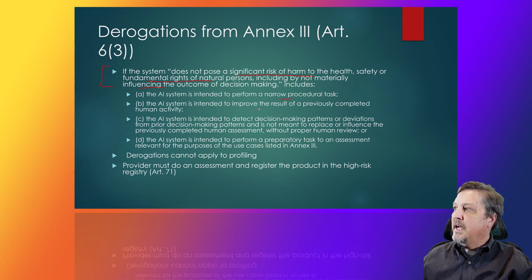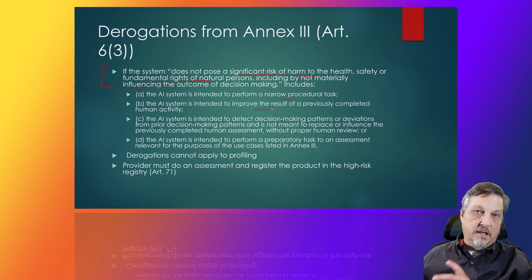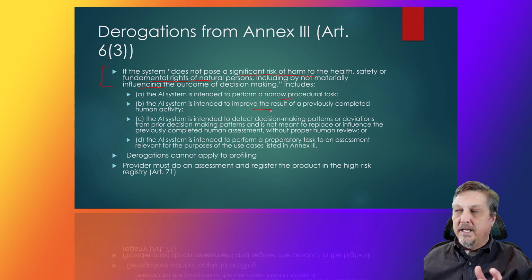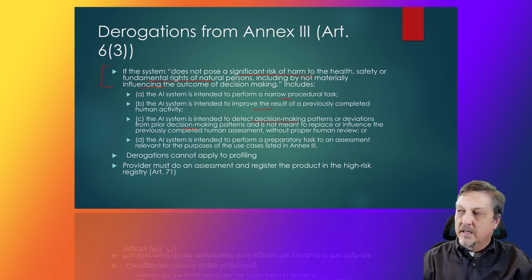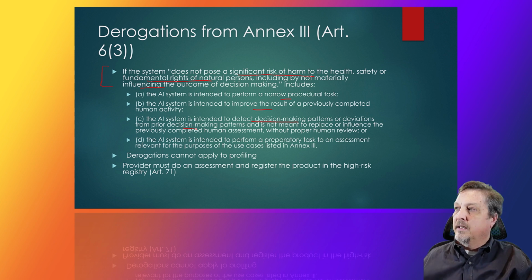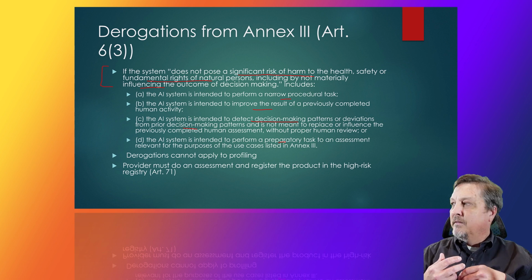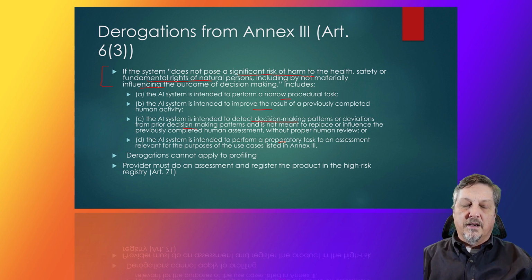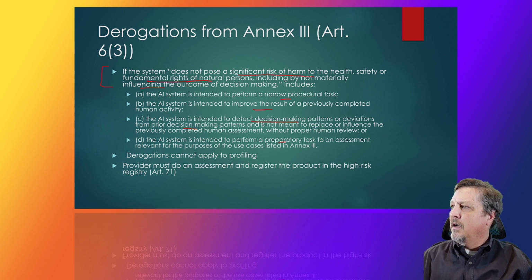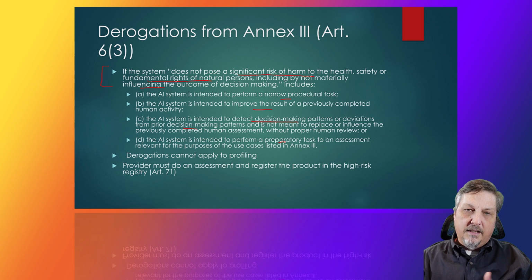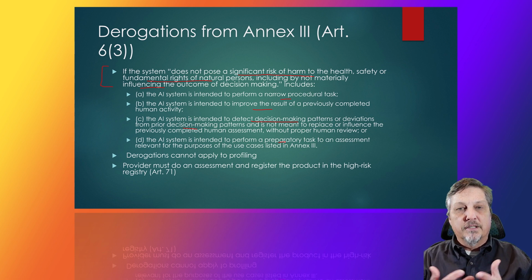So narrow procedural task, improving the result of a human activity, detecting patterns or deviations from prior decision-making patterns, and just a preparatory task for the purpose of assessing a use case under Article 3. So these kinds of things would be considered derogations, in other words, are exempted.